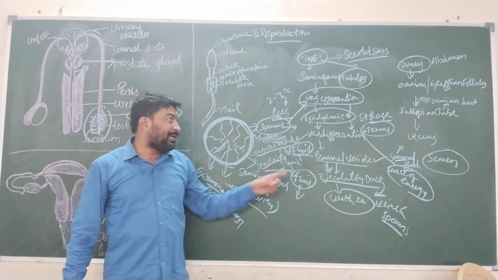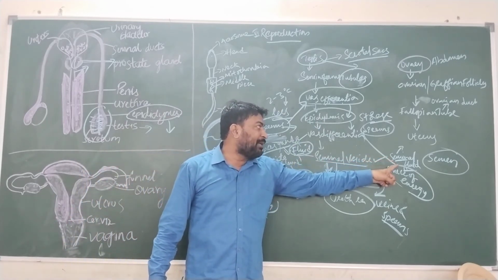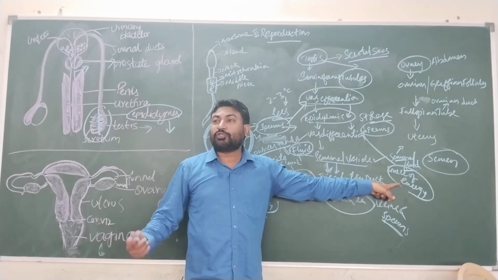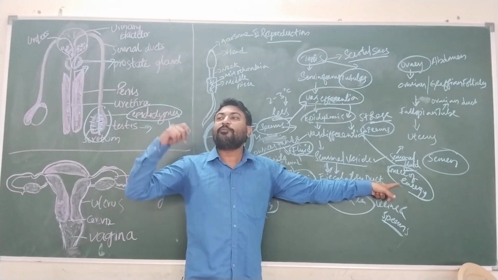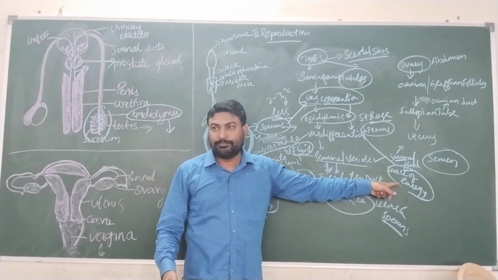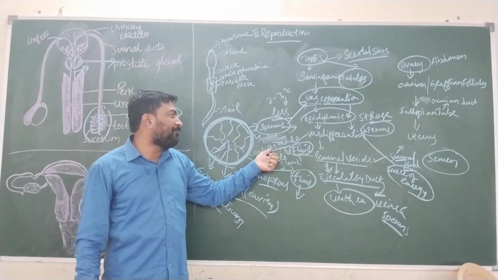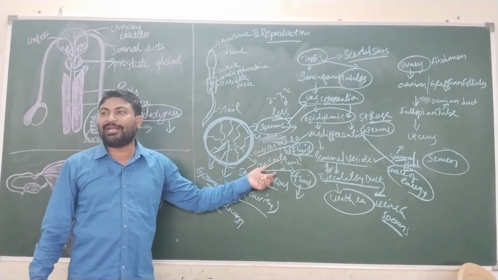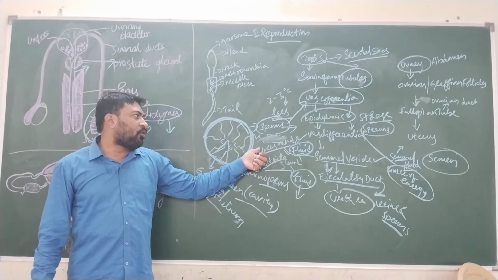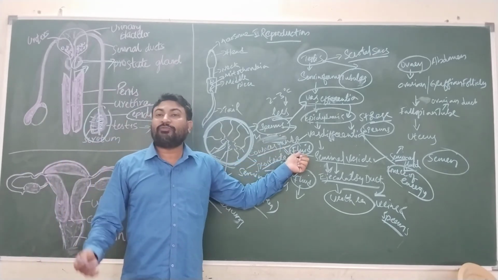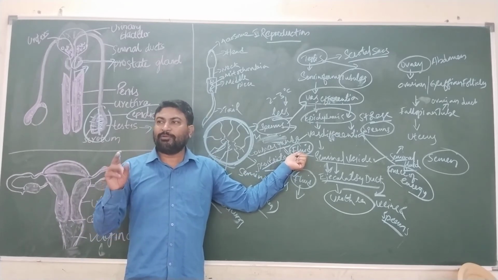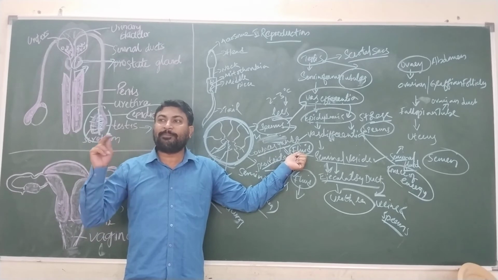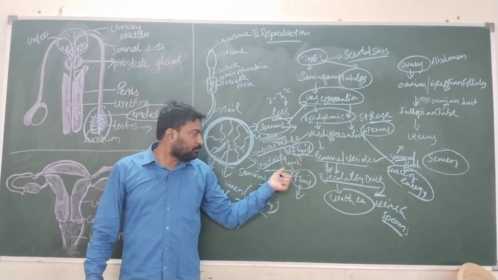The seminal vesicle releases a fluid known as seminal fluid. It is the source of energy for the sperms to stay alive when they are outside the body. It is also associated with two glands, the Cowper's gland and the prostate gland. The Cowper's gland releases a fluid which produces the nutrients required by the sperms to be alive.